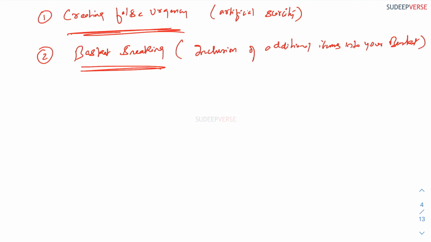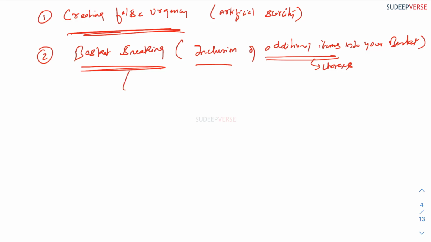Inclusion of additional items into your basket will be indirectly included. For example, it can be that you will be donating, which you will not know, or they would have created some type of a service charge that you will not know. This way of inclusion of additional items in a way of charges into your basket is known as basket sneaking.